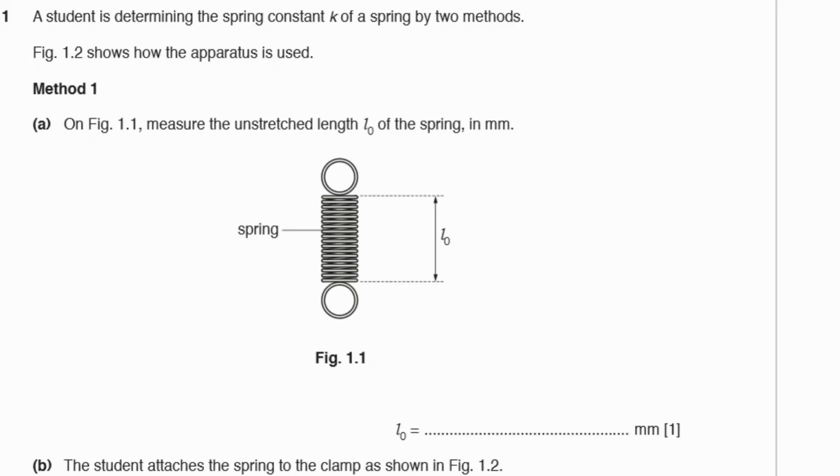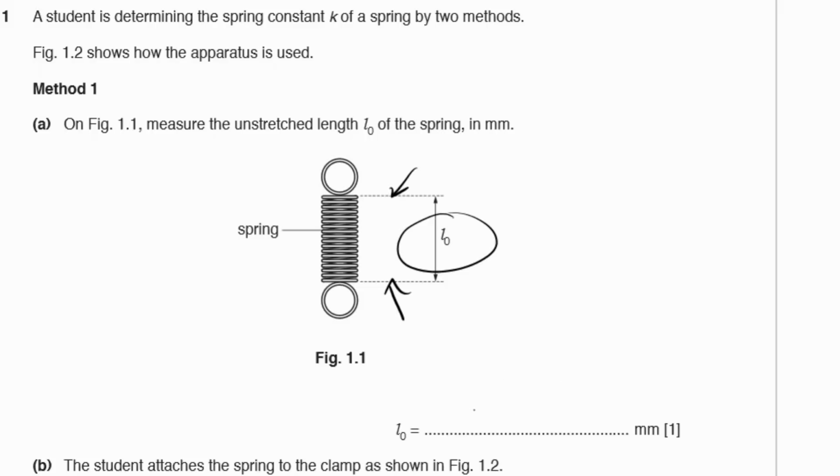Question number 1. A student is determining the spring constant K of a spring by two methods. Figure 1.2 shows how the apparatus is used. Method 1, on figure 1.1, measure the unstretched length L0 of the spring in millimeters. Okay, so what you're going to have to do here is pull out your ruler and physically measure the spring on the page of your exam. And I want you to measure that section here, L0, so between this line and this line. Now it's clearly marked, so you should be able to get a good measurement.